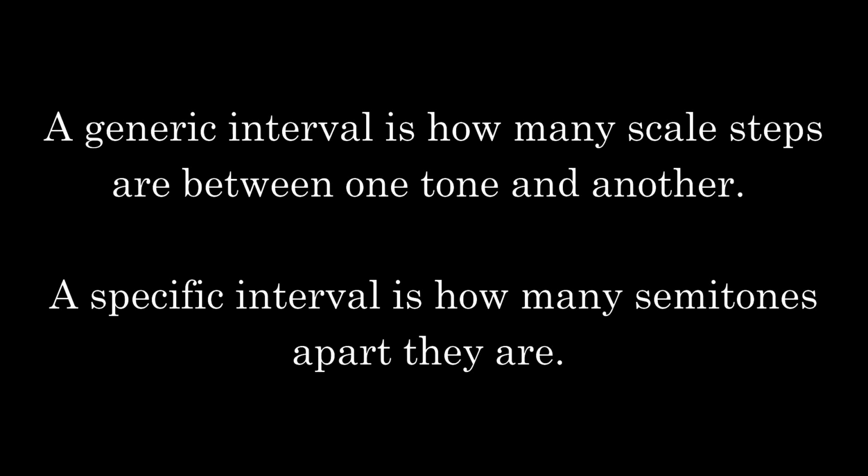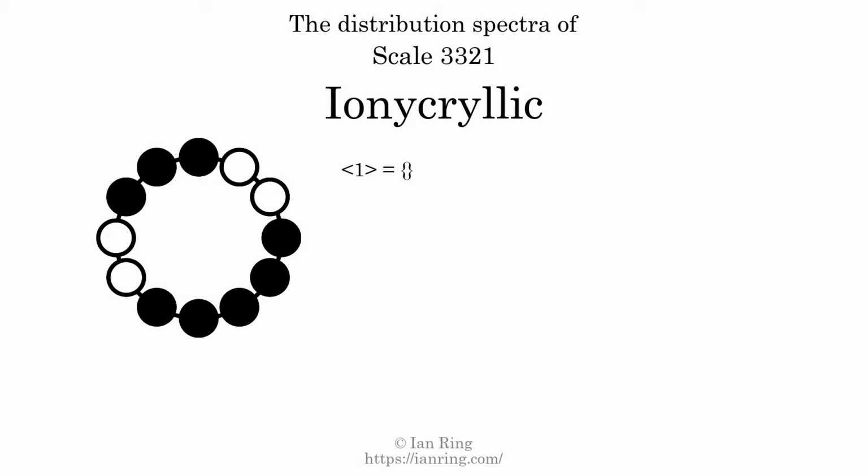A generic interval is how many scale steps are between one tone and another. A specific interval is how many semitones apart they are. The generic interval of one scale step comes in two different specific interval sizes, 1 semitone and 3 semitones. The spectrum width of this generic interval is the highest, 3, minus the lowest, 1, which equals 2. The generic interval of 2 scale steps comes in two different specific interval sizes, 2 semitones and 4 semitones. The spectrum width of this generic interval is 2.